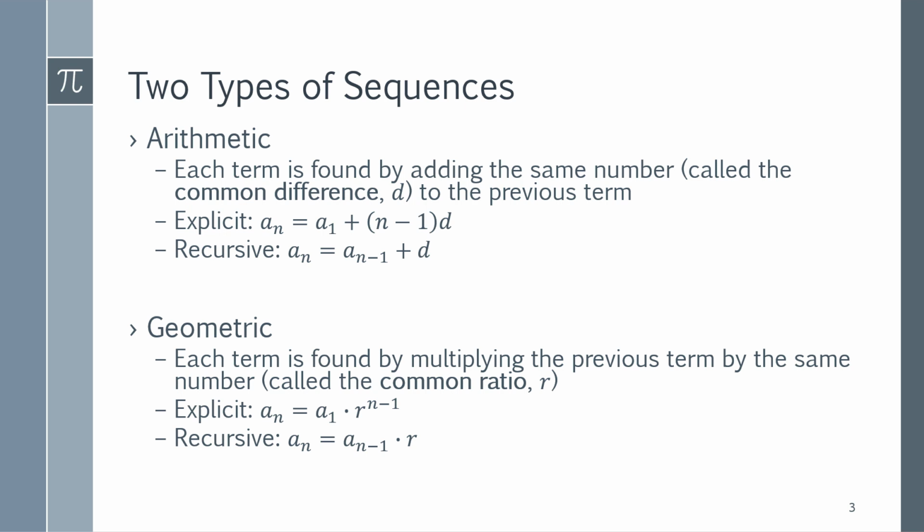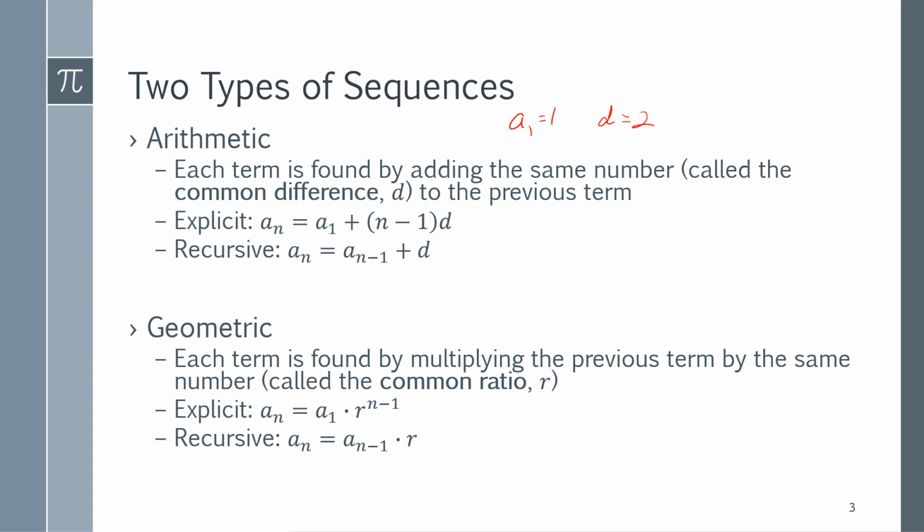Arithmetic means that the rule that we're using is we're adding the exact same thing to get the next term. So we're always adding the same thing. So a good example of this would be the odd numbers, where I could say that my first term is 1, and then the thing I'm adding, which we call the common difference, and typically use D to represent, would be 2, because I'm going to add 2 every single time.